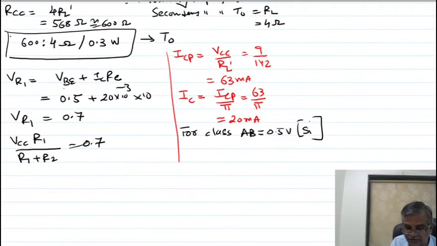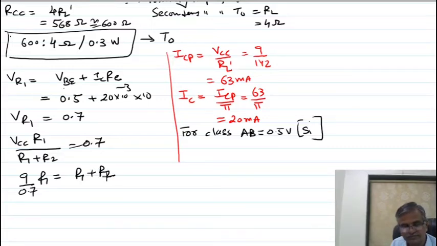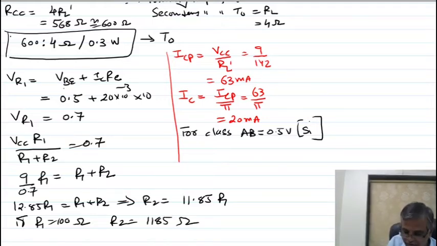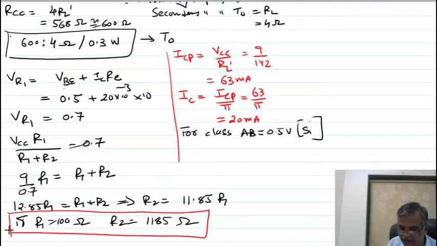VCC is nothing but the 9 volt, 9 upon 0.7 into R1 is R1 plus R2. So I can write 12.85 R1 is equal to R1 plus R2. So from this you can write R2 is equal to 11.85 R1. If R1 is equal to 100 ohm, then R2 is equal to 1185 ohm. In this way you can select R1 and R2.